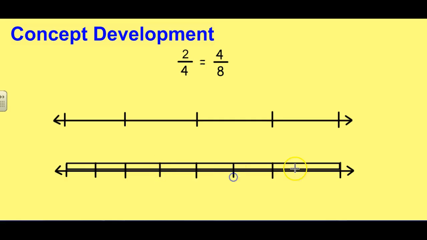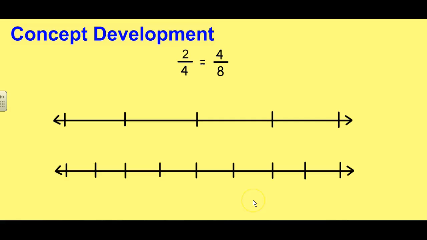And if you do that on your paper as well, it makes it a lot easier, and it makes your parts a lot more equal. And then once you have that done, we're going to take away the rectangle, and now our number lines have the parts that they need to have.